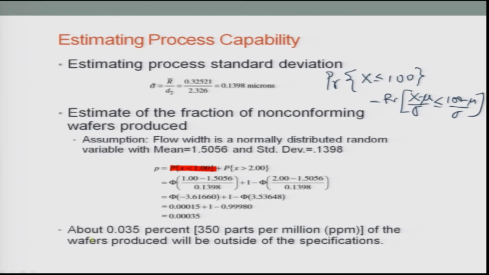I use a highlighter of color blue. So this formula is this, and which means once you use the standard normal deviate, and the color scheme for this would give you. So once you have this, you find out the values for the standard normal deviate table. The values come out to be about 0.35 into 10 to the power minus 5, which means that about 0.035 percentage or 350 parts per million (ppm) of the wafers produced will be outside the specifications.